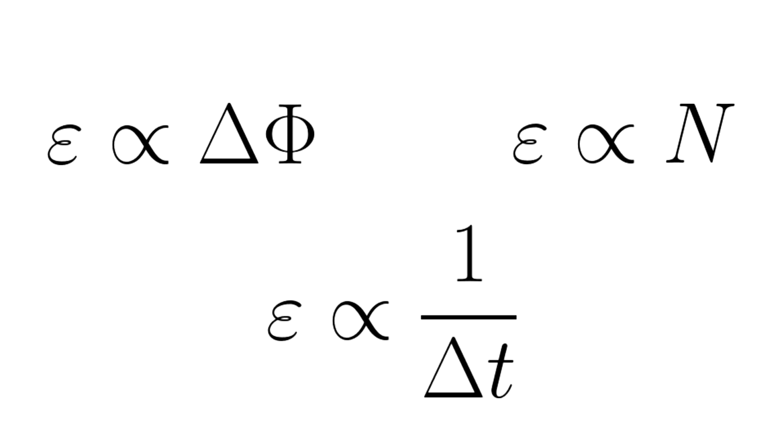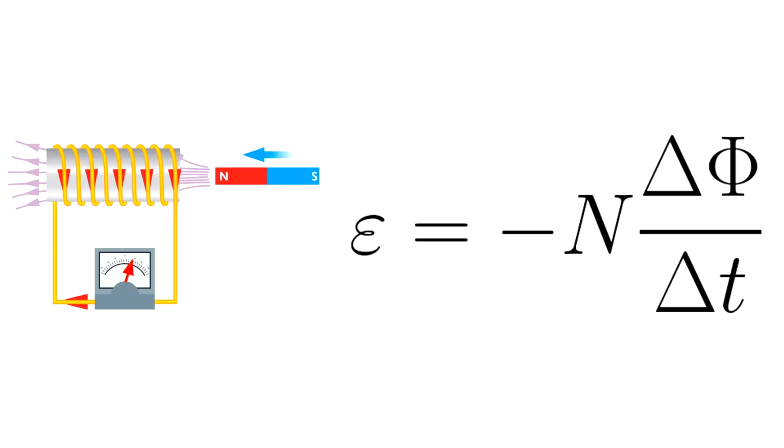Combining these three proportionalities, we get the equation for the EMF induced by a change in magnetic flux. Here, epsilon is the symbol for the induced EMF, n is the number of turns, Φ is the magnetic flux, ΔΦ is the change in flux, and Δt is the time interval. This relationship is known as Faraday's second law of induction, or generally as Faraday's law.